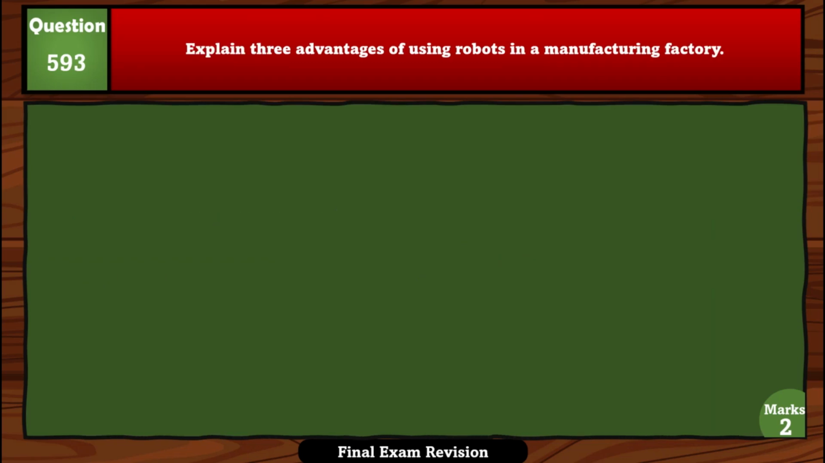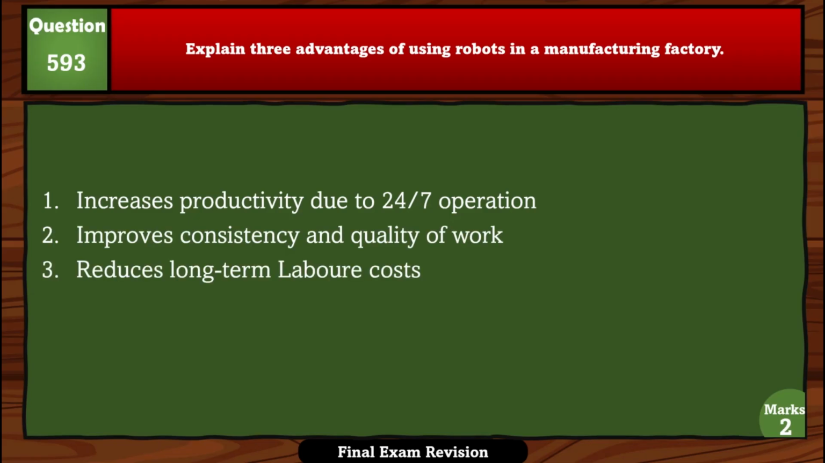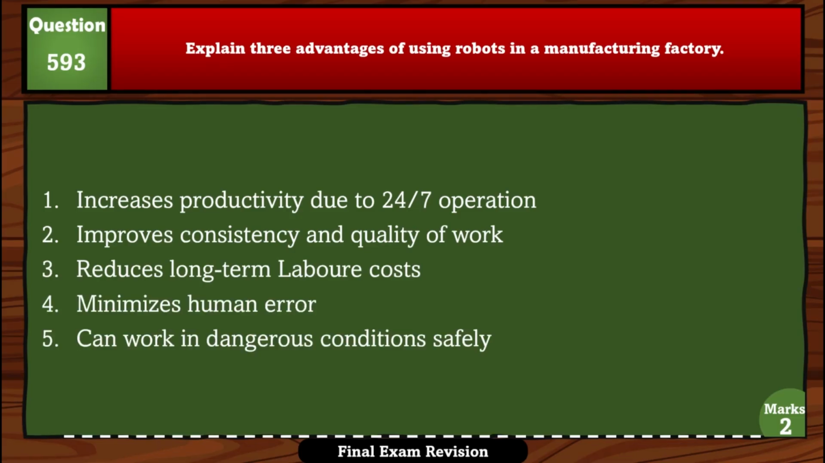Question 593. Explain three advantages of using a robot in a manufacturing factory. Increases productivity due to 24/7 operation, improves consistency and quality of work, reduces long-term labor costs, minimizes human error, can work in dangerous conditions safely.